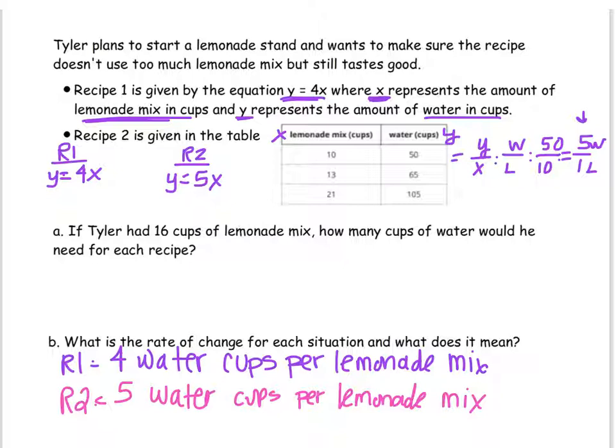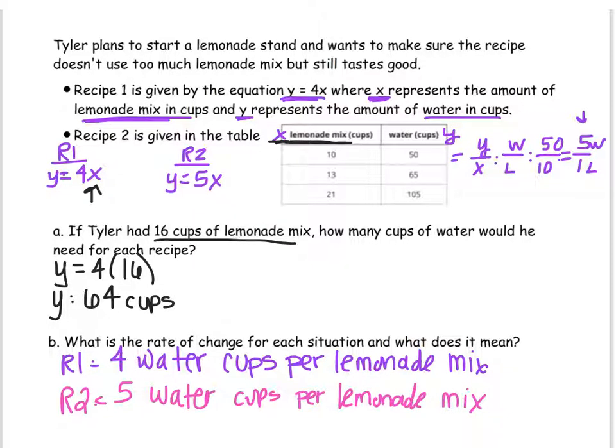So now going back up, Tyler has 16 cups of lemonade mix. The lemonade mix, remember, was my X value, so I'm going to plug the 16 in for X. So to figure out how much water, my Y, I'm going to do 4 times the amount of lemonade mix, and 4 times 16 is 64. So recipe 1 needs 64 cups of water.